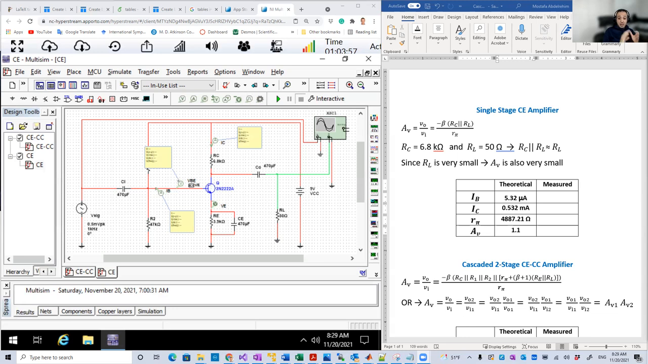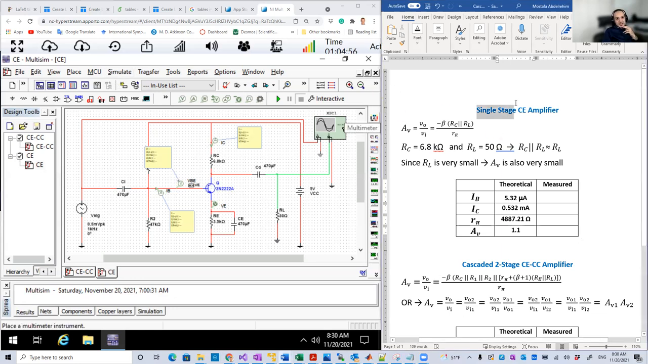So we're going to first verify that if we exclude the common collector stage, the second stage, we would have no gain. This is our analysis and we're going to verify it using Multisim. Then we're going to add the common collector stage, which will isolate or decouple the very small load resistance from the common emitter stage. That will preserve, at least, the property of having voltage gain in the design. So we're going to start with the common emitter stage by itself, connected directly to the load, with no common collector in between, and we're going to verify that there is no gain.